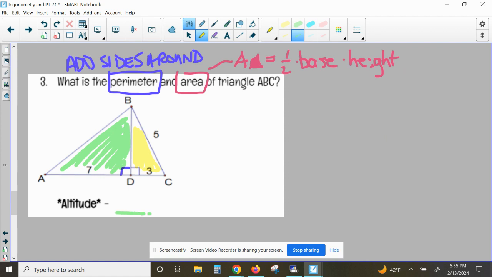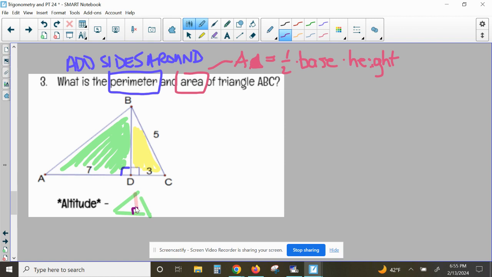If you're thinking of a triangle that looks like this, the altitude is always going to come straight up from the bottom. Oopsie. Straight up from the bottom. That is not straight up from the bottom. I'm trying to make it straight up from the bottom, so that it makes a right angle at the bottom here. So that's what an altitude is, and that's always going to be your height. So it's got to be straight up from the bottom.